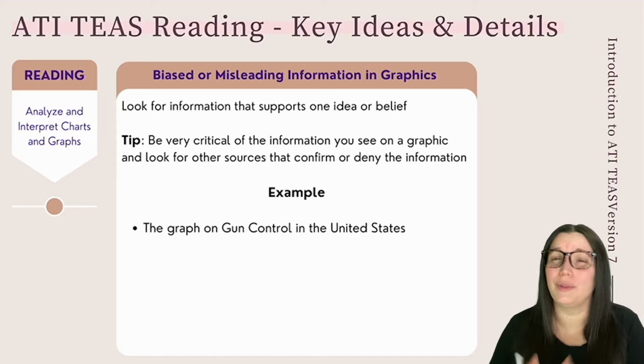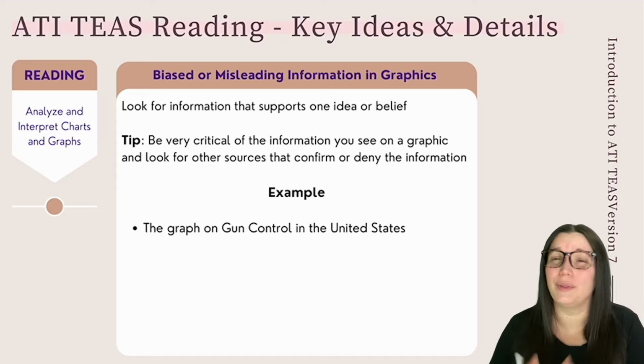So for example, let's say you see a graphic that shows the number of people who support gun control in the United States. The graph only shows data from one source. It does not include data from other sources. This would be an example of a biased or misleading graphic.